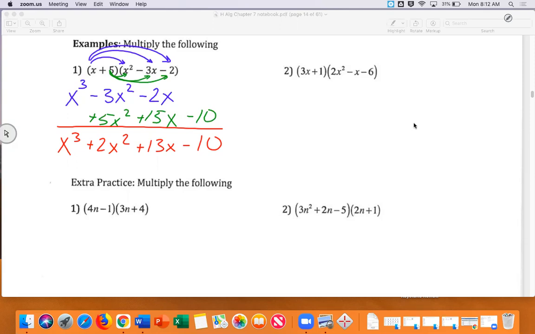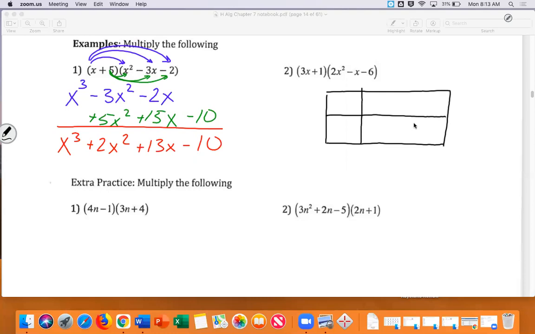Okay. Box method here. Draw my box a little bit bigger. I have 2 terms, and then I have 3 terms. 3x plus 1, 2x squared minus x minus 6. Hope you're okay with this so far? Did you find a method which works best for you? Which one do you like? This one? Okay.